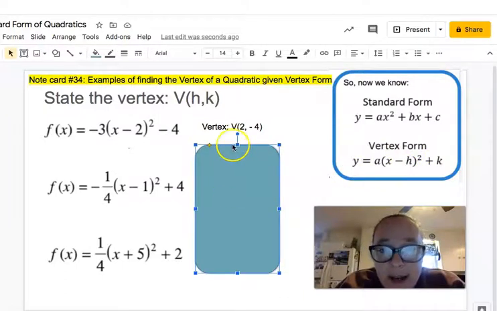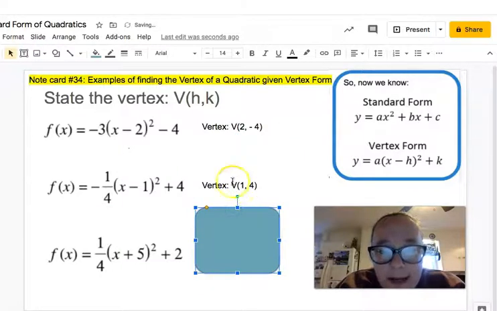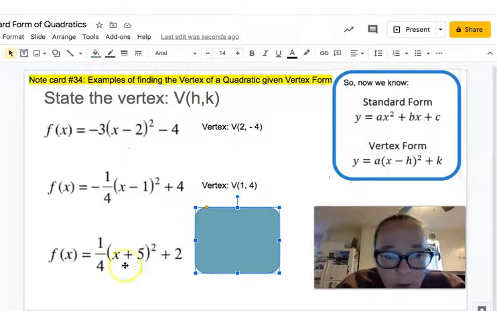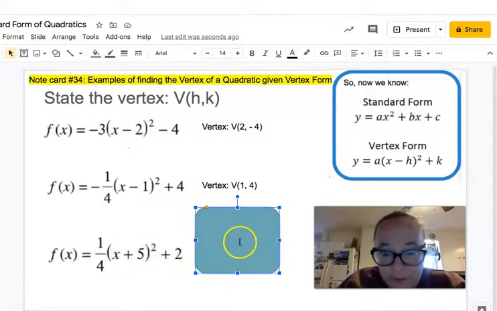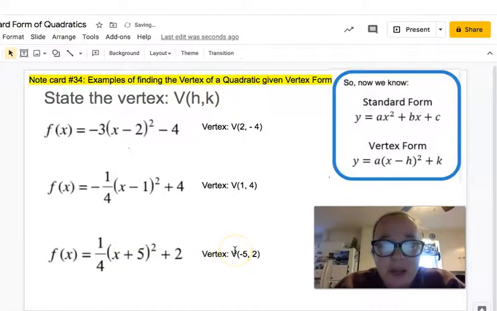So using those instructions, what would this be? What would the vertex be? Well, you ZPP, or set the parentheses equal to 0, and you get 1. And then your K is just what's sitting over there, so positive 4. And so then right here, what would your vertex be? It would be negative 5, 2. All right, negative 5, 2. Pause me and finish up this note card, these 3 examples on the note card.